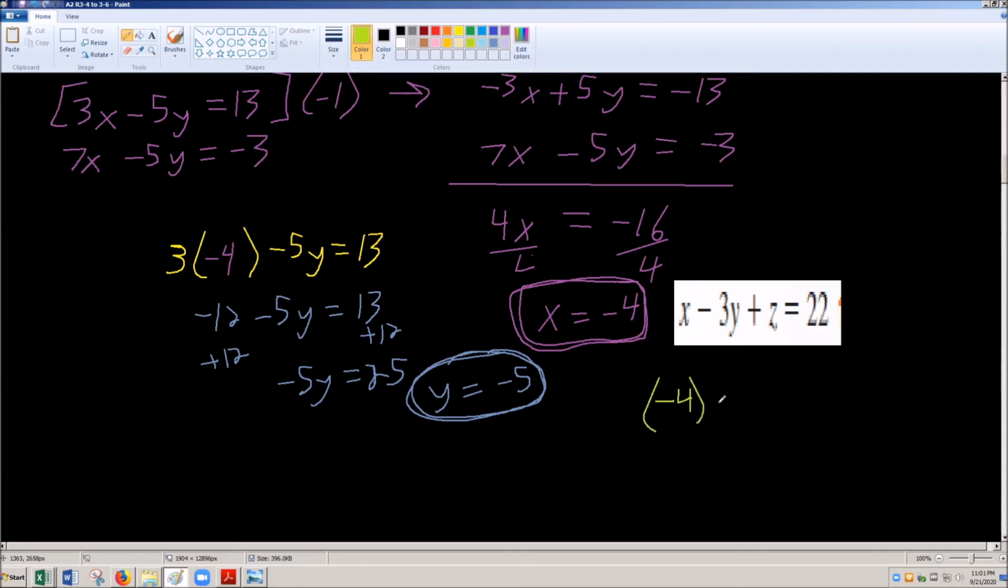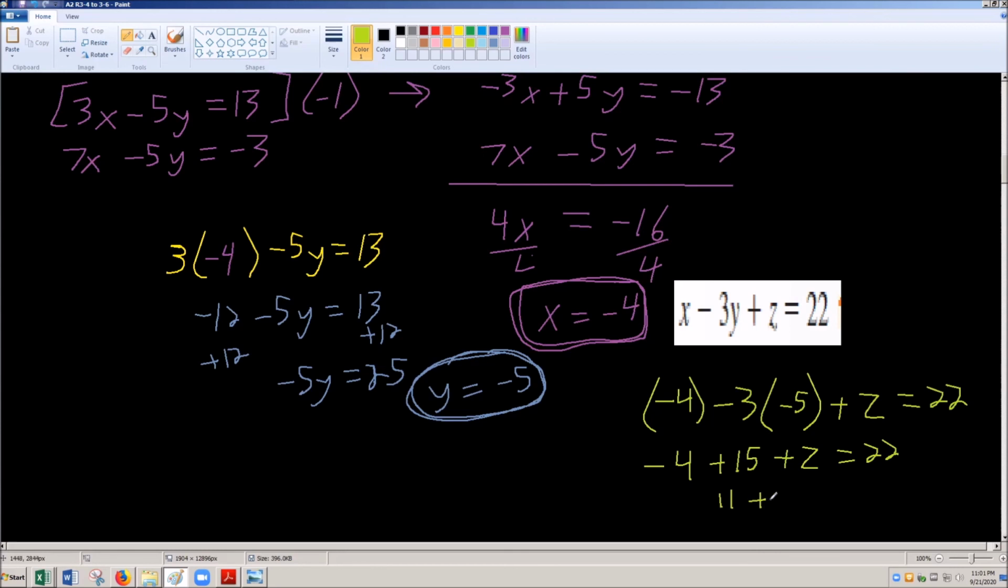Plug that value in. Minus 3 times my y value I know is -5. And then it's just plus z equals 22. So here I have -4 plus 15 plus z equals 22. -4 plus 15 gives me 11. So 11 plus z is 22. Last move here is to subtract 11 and subtract 11. So my z result is 11, and we're good to go.